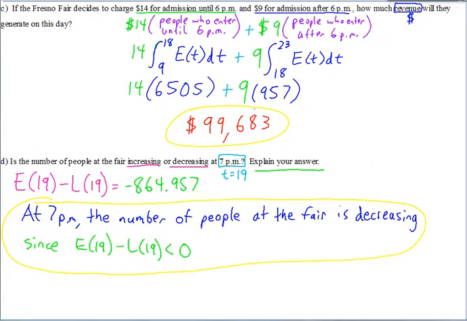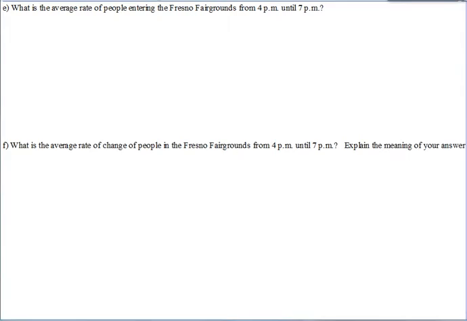All right, let's take a look at the next part. Question. Part E says, what is the average rate of people entering the Fresno Fairgrounds from 4 p.m. until 7 p.m.?